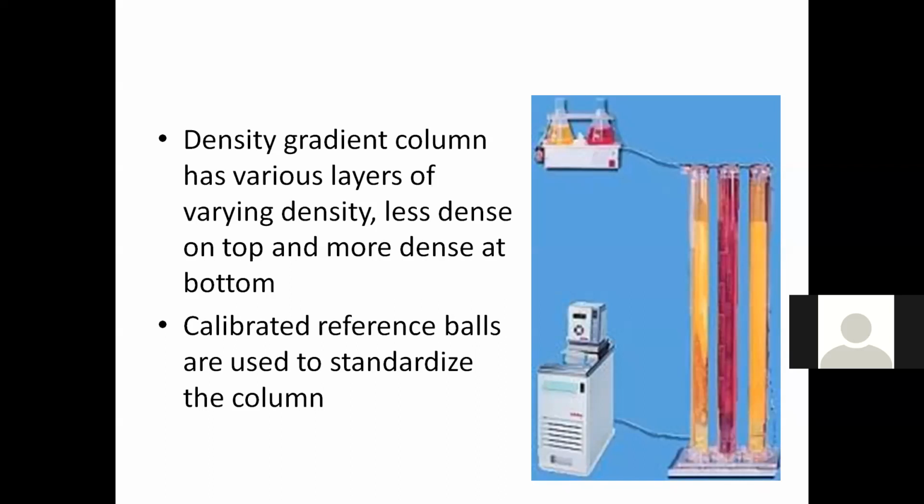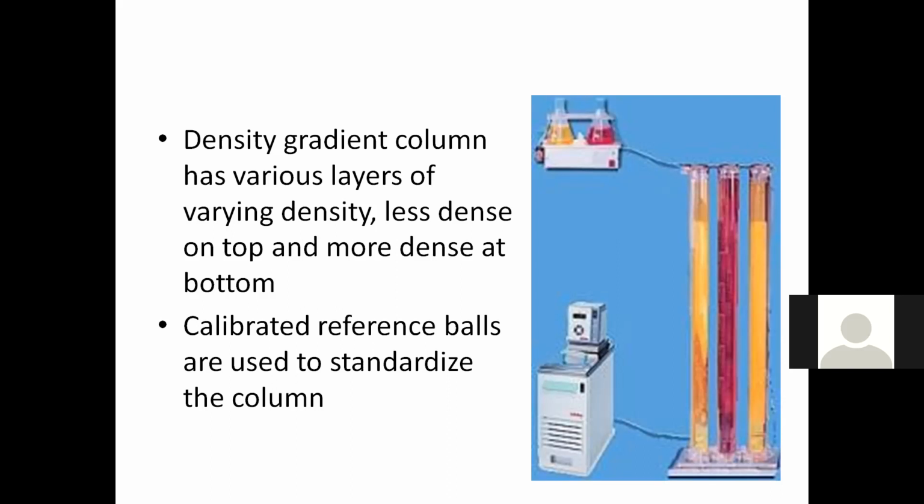We can't prepare a density gradient column which is capable to measure the density from 0.9 to 1.6. If you prepare like that, your reading will not be accurate. Your measurement will not be precise because your range is too wide. So a narrow range of density difference is used to choose those liquids to form the density gradient column.